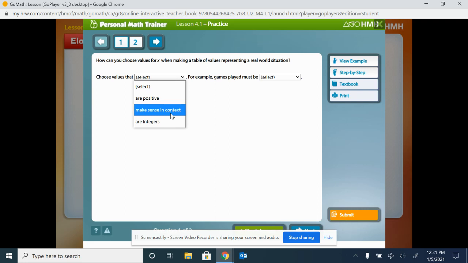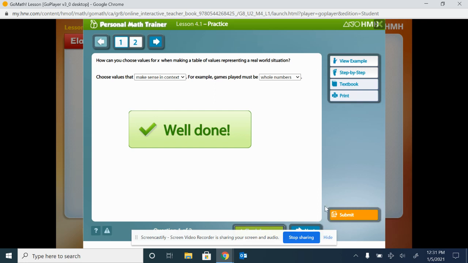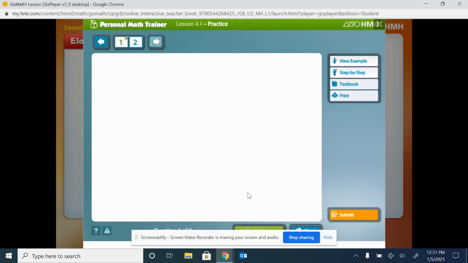So like the fractions, if you have fractions, you want to choose multiples of the denominator. If it's talking about something that is always positive, choose positives. If it's talking about something that is negative, then you choose negatives, okay? For example, games played must be whole numbers, because you're not going to play half of a game, okay? Let me check my answer. Well done. Let's go to the next one.